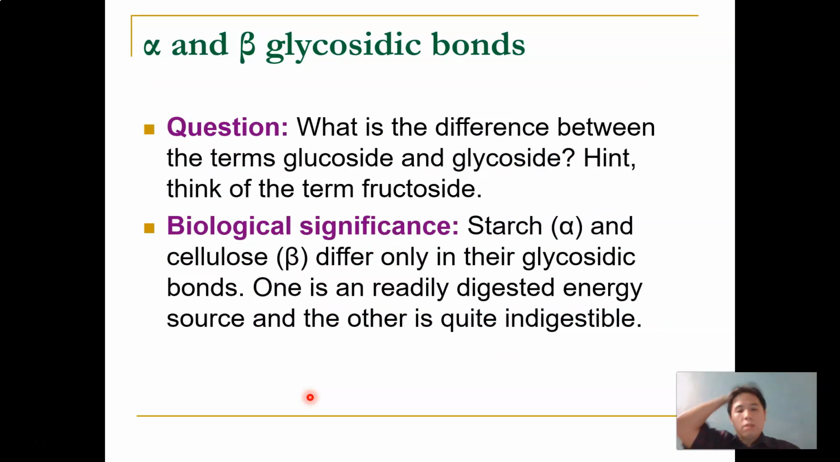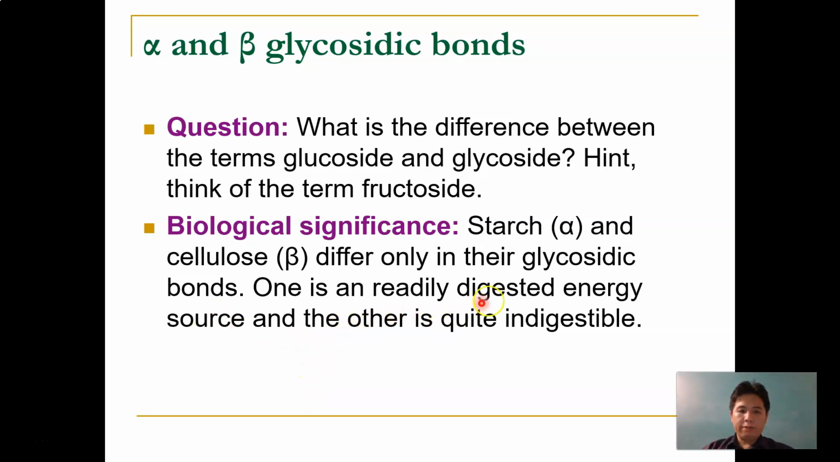So a little bit of the terminology. What's the difference between glucoside and glycoside? And also there's a related term called fructoside. Gluco and fructo are from the sugars glucose and fructose, and glycoside is from the glycosidic bond. So glycoside is a general term. A glucoside is a glycoside of glucose. A fructoside is a glycoside of fructose. So this is in terms of the name.